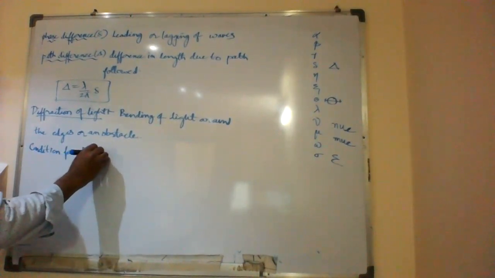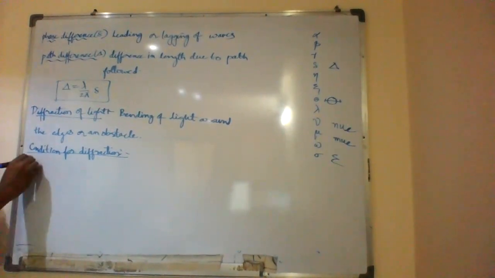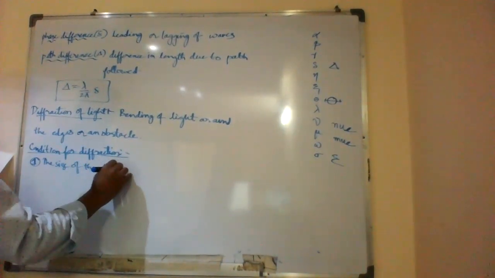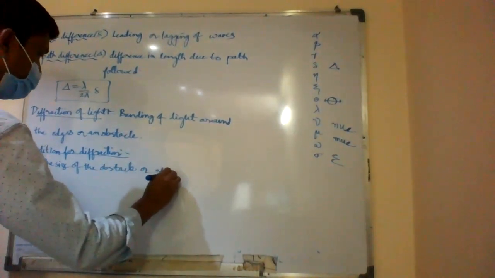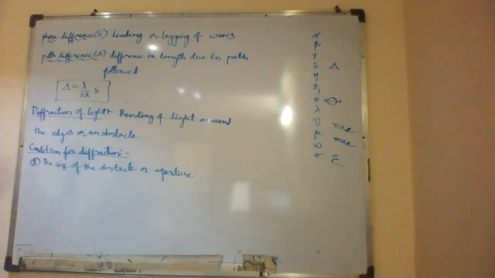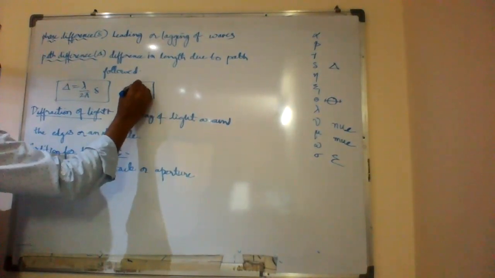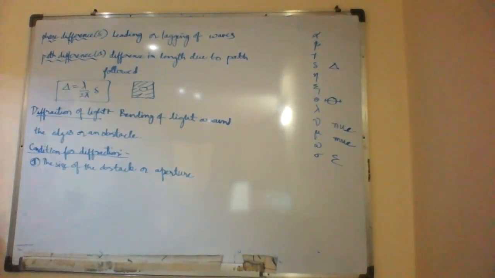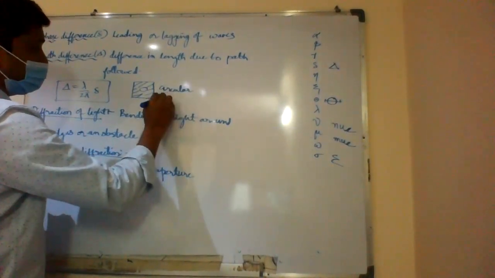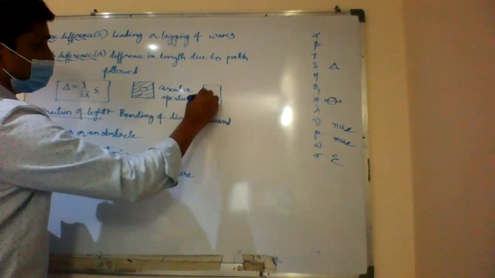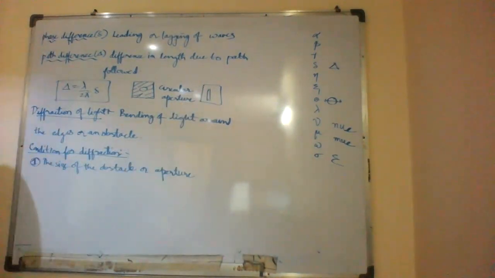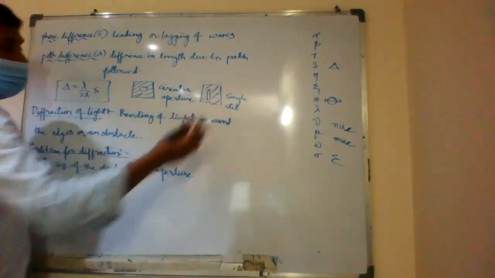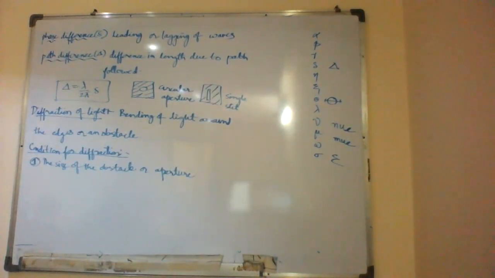Conditions for diffraction. The first one: the size of the obstacle or aperture. Aperture means opening. Keep that in mind. Suppose this is a glass plate painted completely black, and you removed one circle out of it. A circle means a pinhole actually. That is said to be a circular aperture. Now, if we take a glass plate and make a small cut like this, this will become a slit, a single slit aperture. Like that, we can make a double slit aperture.